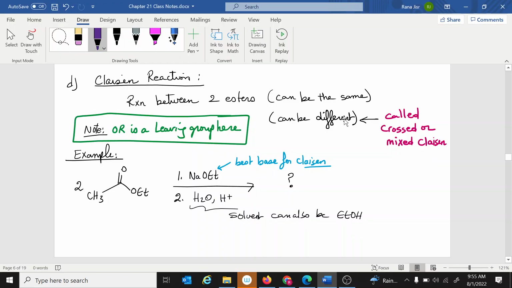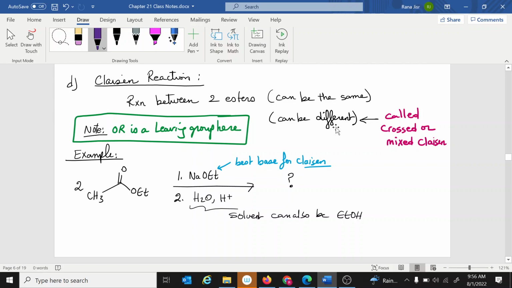So with the Claisen, instead of reacting two aldehydes, two ketones, or different aldehydes and ketones, here I'm starting with two esters. Just esters in there, okay? Now, it's called the Claisen condensation whenever the two esters are the same. And it's called crossed or mixed Claisen whenever the two esters are different, okay?